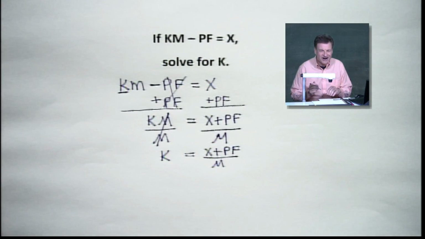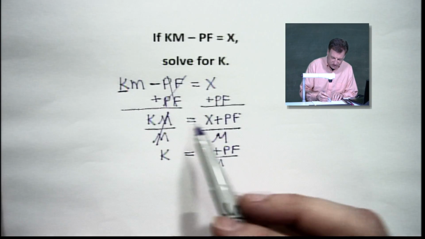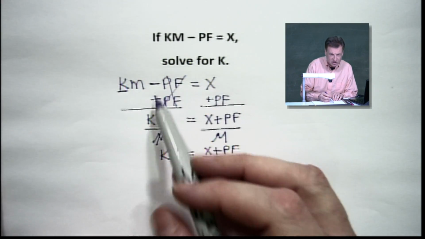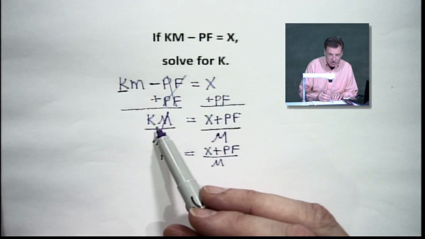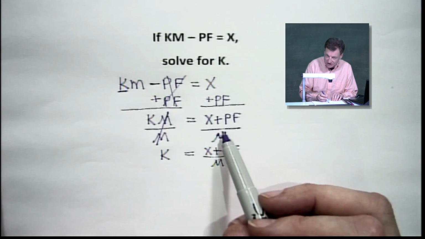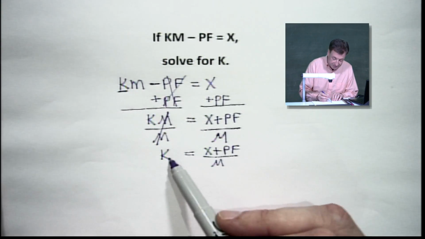Situation accomplished, all right? So be sure you keep up with your steps. First thing first, we added because it was subtraction here. We divided here because we're undoing multiplication, and we have to divide over here. And that simply is with K.